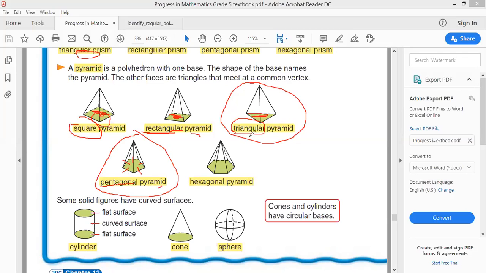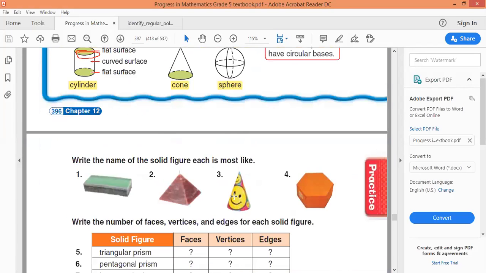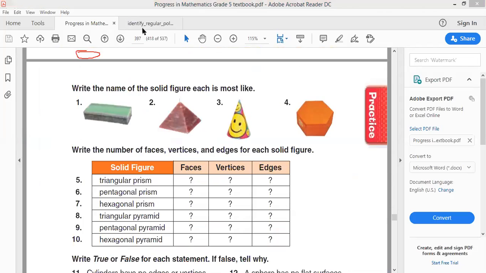In the next shape, the base with the green color, as you can see, has 6 sides. With 6 sides, we call it hexagon. So this shape we call hexagonal pyramid. Now, some shapes are non-polyhedron, like cylinder, cone, and sphere. On the next page, as you can see, there are some shapes. Look at them and tell me their names.